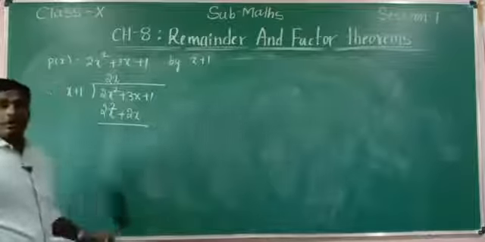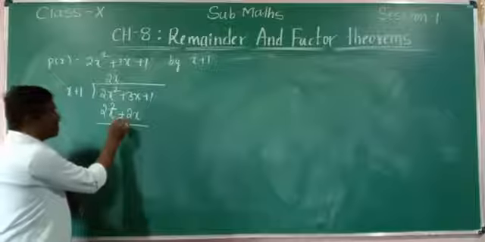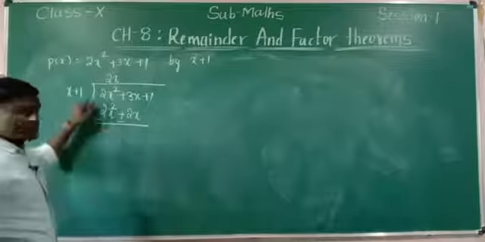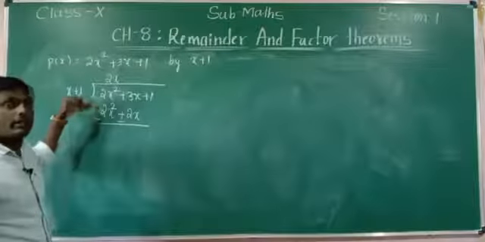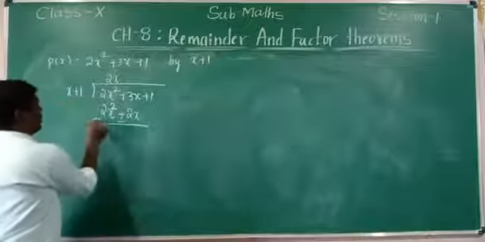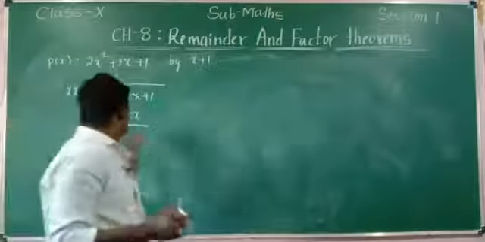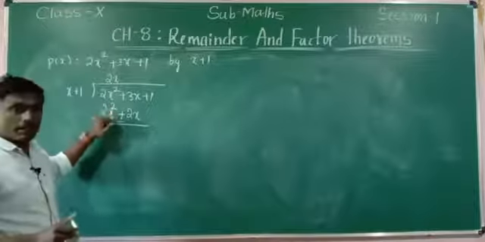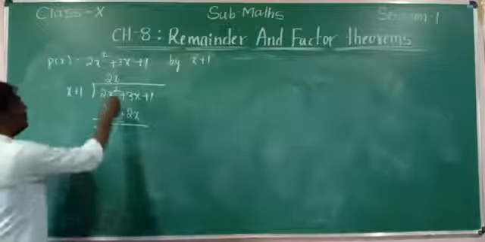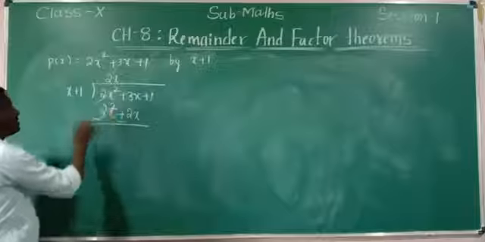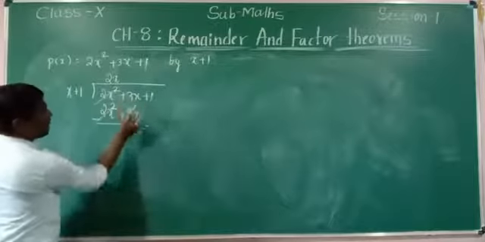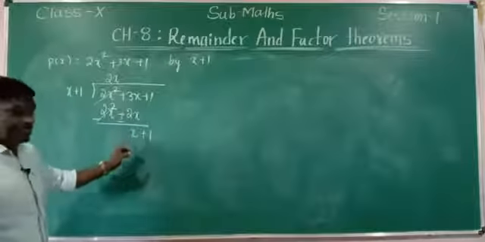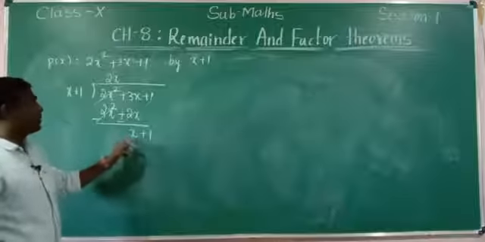Now sign convention: if plus is there, we will take it as a minus. Again here plus is there, no sign means it indicates a positive value. So we are converting the signs here. Positive becomes negative, negative becomes positive. Okay, so plus 2x square and minus 2x square get cancelled, remaining 3x minus 2x is x plus 1. Now what is that first term? X. We need to eliminate this first term.